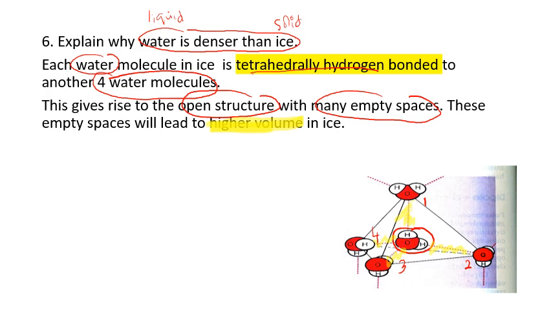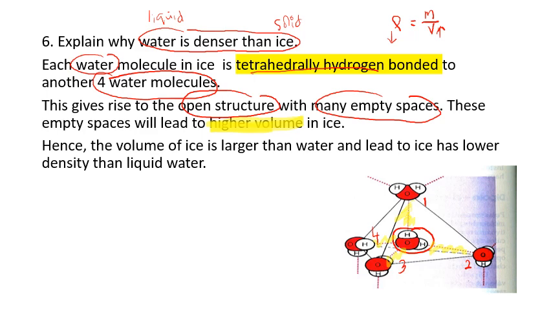As we know, density is related to mass and also volume. The mass is still the same, but because the volume is high, therefore the density is going to be lower. Okay, so the volume of ice is larger than water, and that leads ice to have lower density. So that is why you may notice that even though you have a cup of ice, if you let it melt, after all the ice is totally melted, you will notice that the volume becomes smaller.